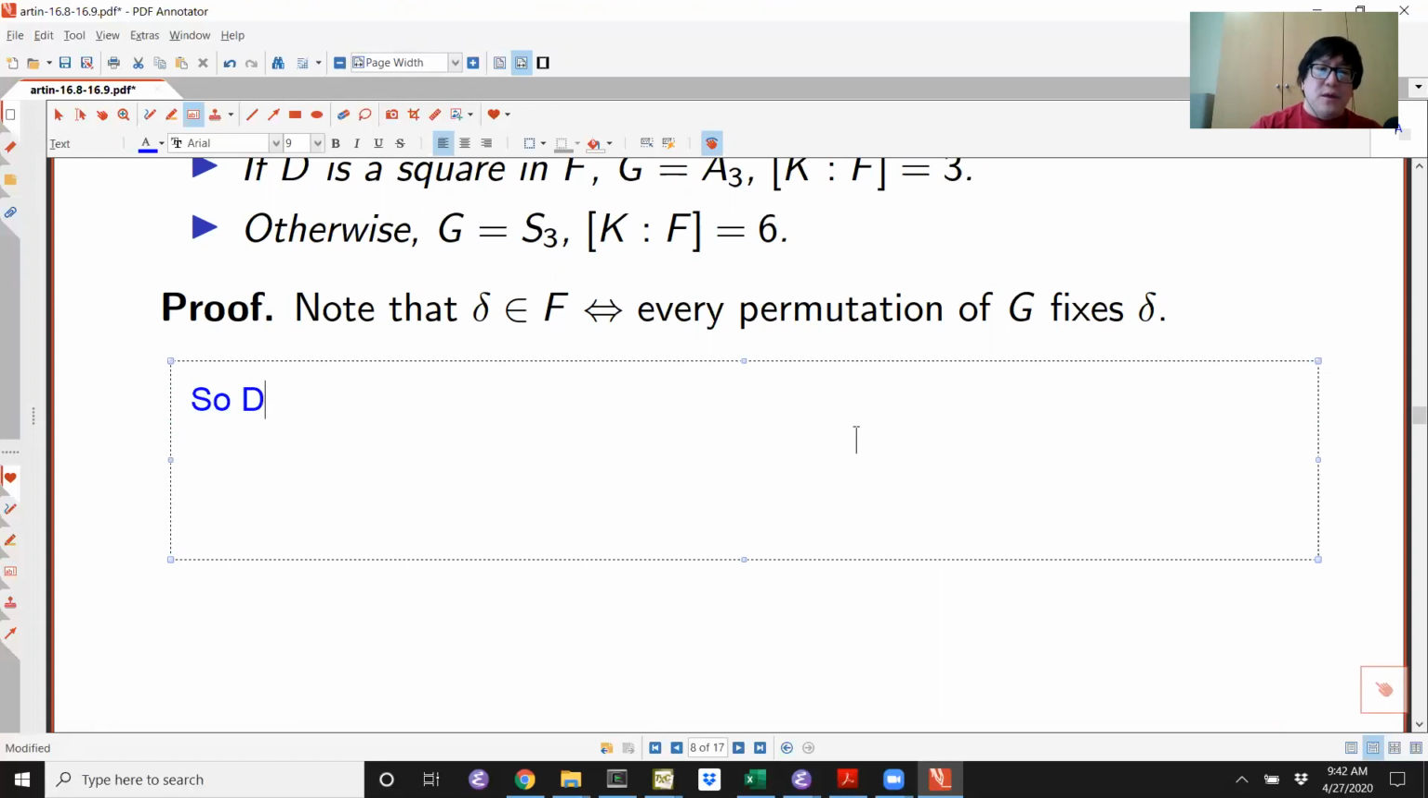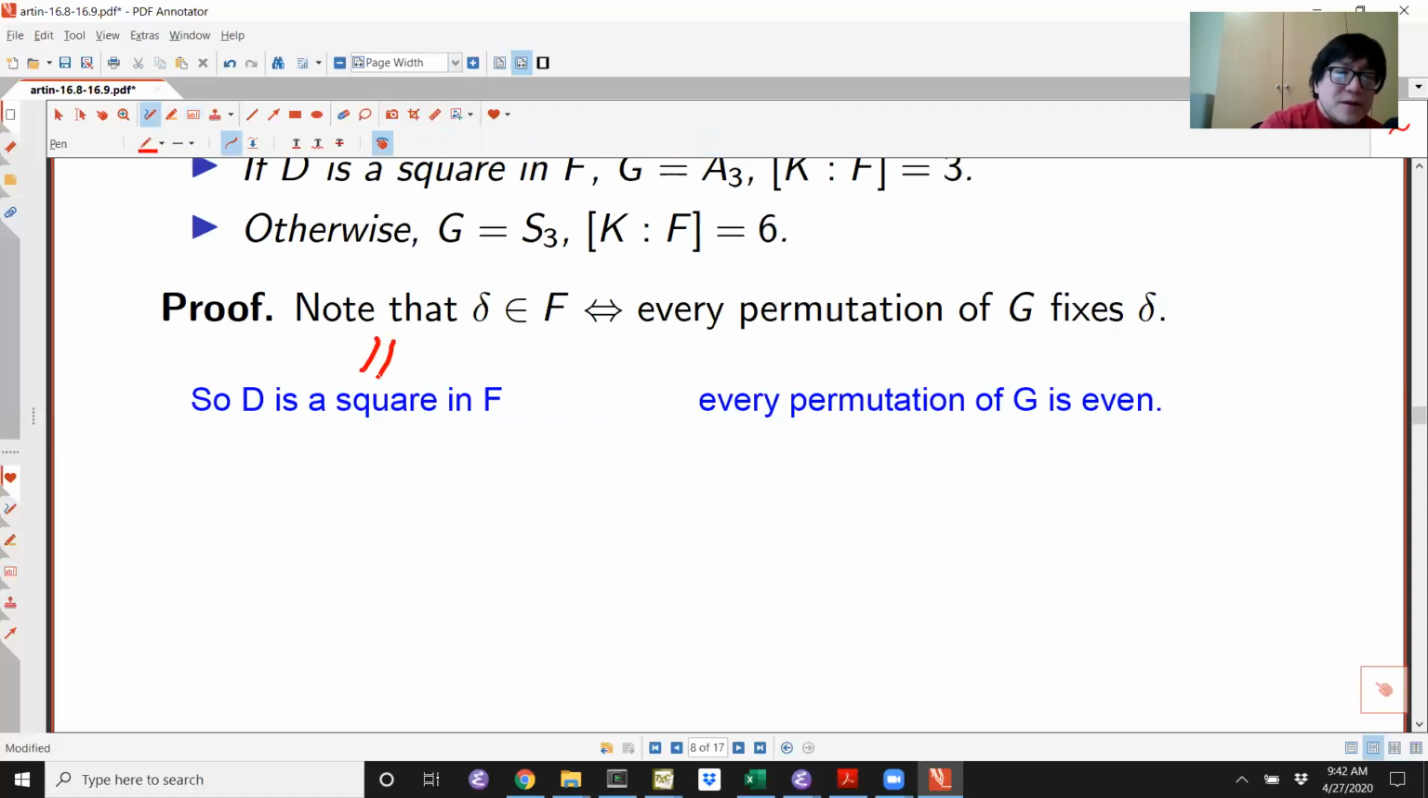So in particular, capital D is a square in F, that is, delta is in F, if and only if every permutation of G is even. Let me draw some arrows to illustrate the logic here. D is a square in F if and only if delta is an element of F, if and only if every permutation of G fixes delta. And that's true if and only if every permutation of G is even, because we just saw that odd permutations negate delta and even permutations fix delta.